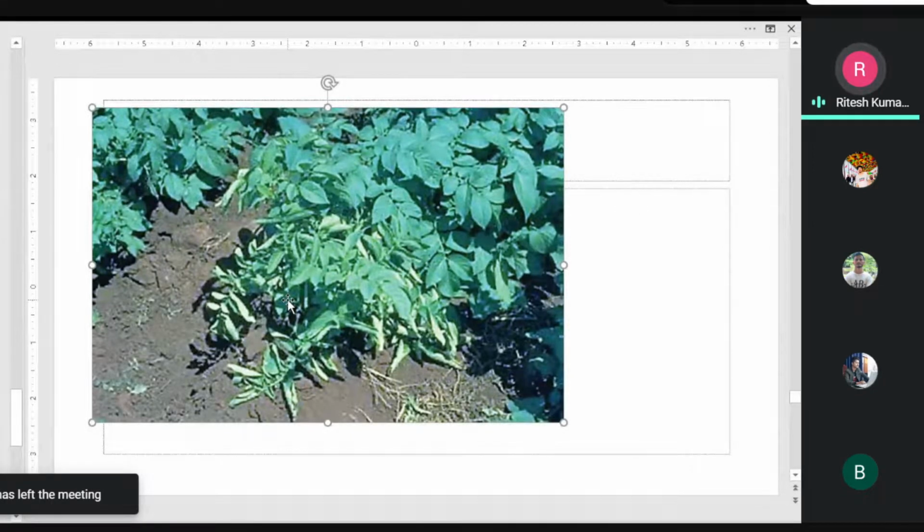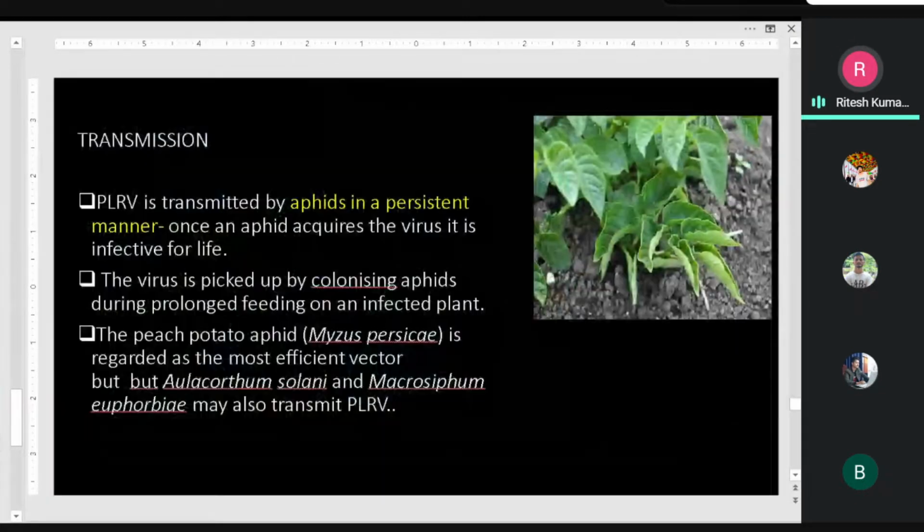So necrosis of the phloem, particularly in the haulm, which leads to the potato tuber, and intervenal necrosis may also be seen in the veins. So these are some facts about potato leaf roll virus.